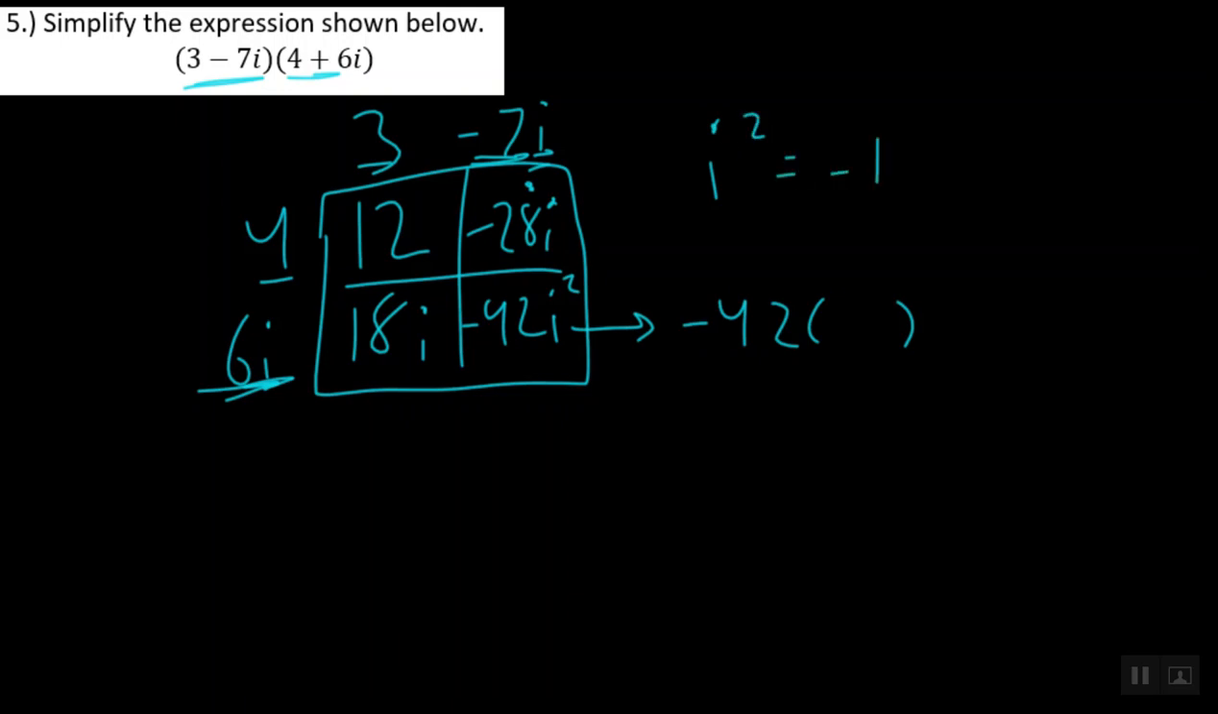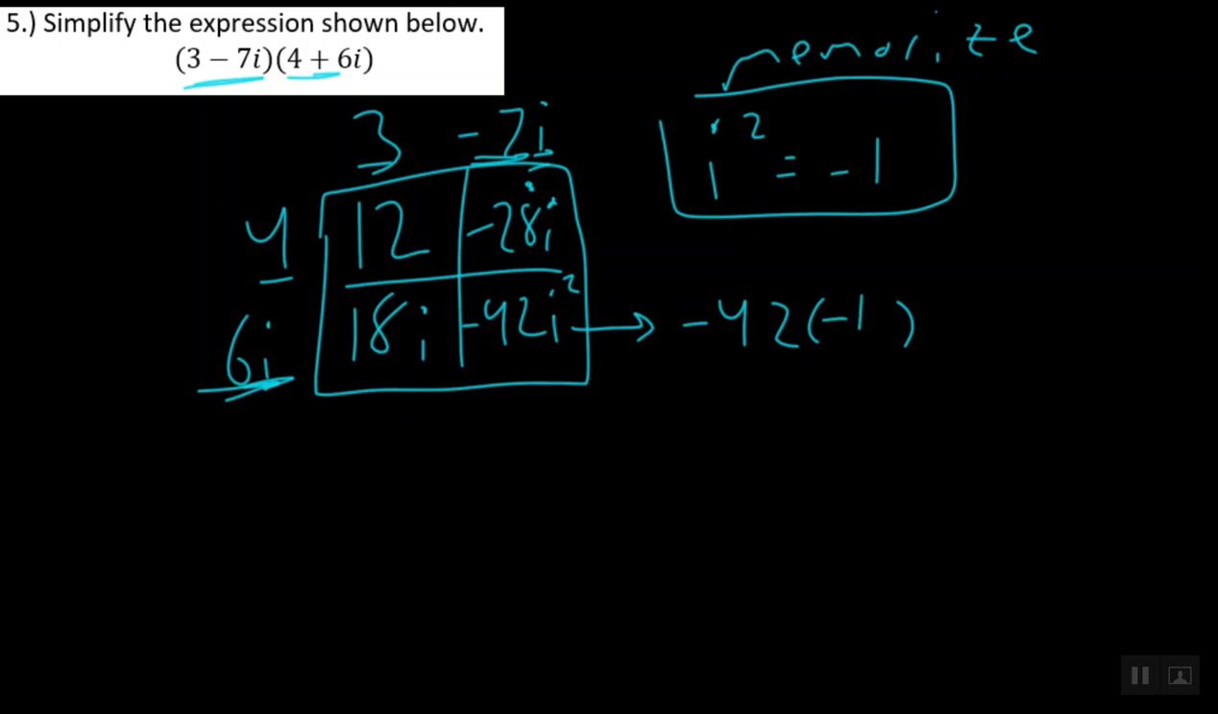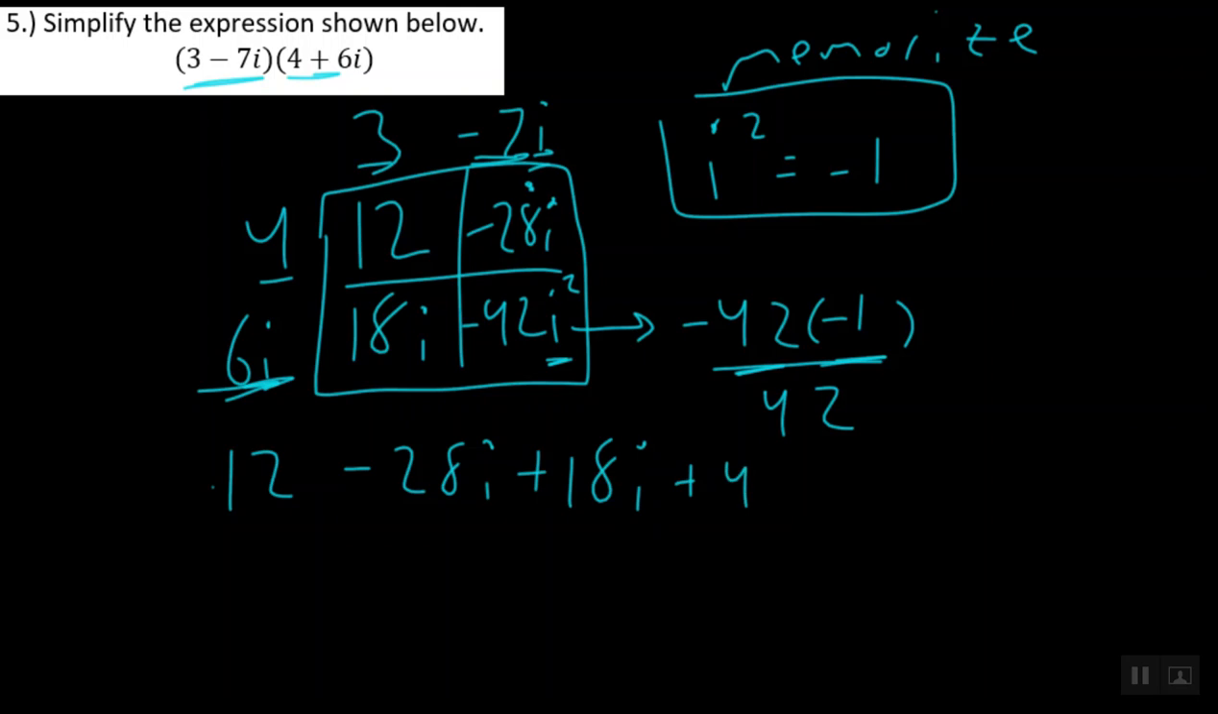It's negative 1. Y'all have to memorize this. You have to memorize that i squared equals negative 1. And so that means that negative 42 i squared is really negative 42 times negative 1. That's a positive 42. So I can write this: 12 minus 28i plus 18i plus 42. See, I just drop it down. And I can, of course, combine 12 and positive 42 for 54, and negative 28i plus 18i is negative 10i.